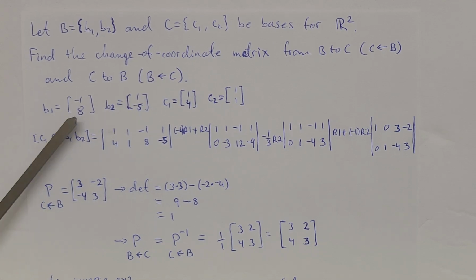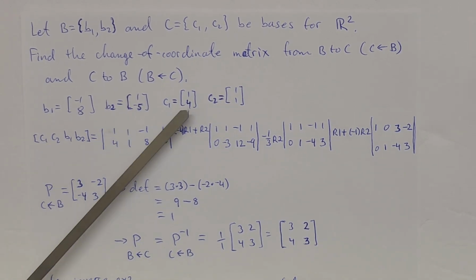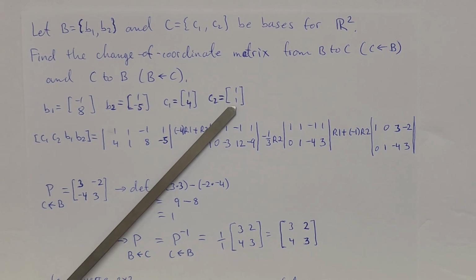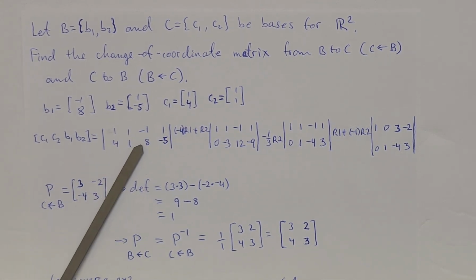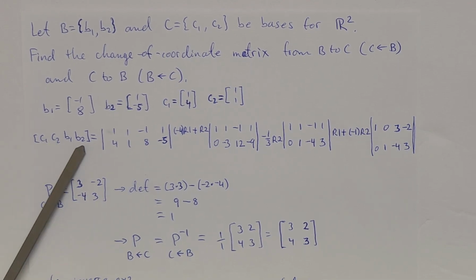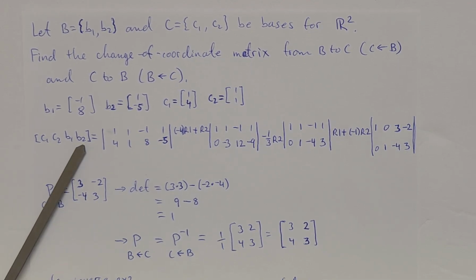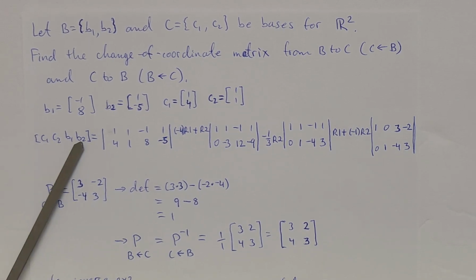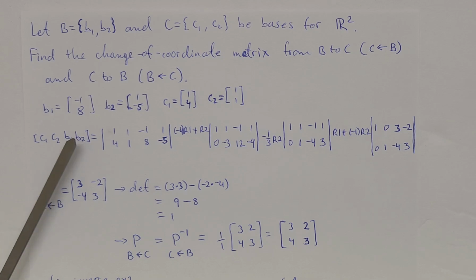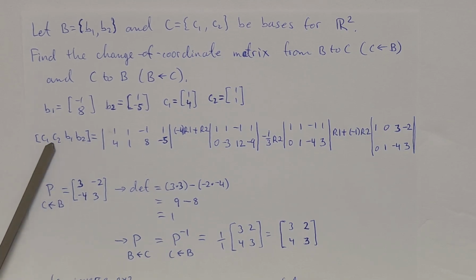Here is our vector 1 and vector 2 for B, and vector 1 and vector 2 for C. Now put this together as one matrix, and be very careful when you put them together. C goes first and then B. The reason is we want B to C. One more time, the reason why C goes first and B second is because we want B to C.